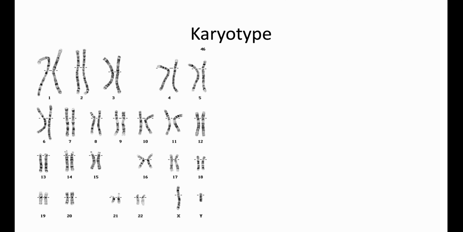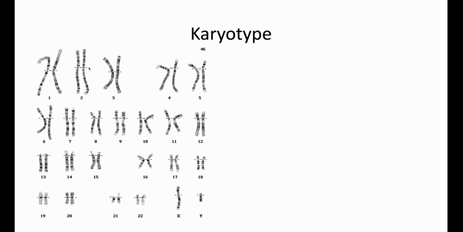Chromosome 1A, chromosome 1B. If these were your chromosomes, chromosome 1A might have come from your father, chromosome 1B might have come from your mother. On chromosome 2, we see once again similar banding patterns. That's because chromosome 2A may have come from your mother, and chromosome 2B came from your father.